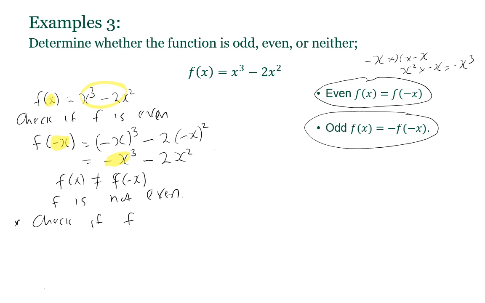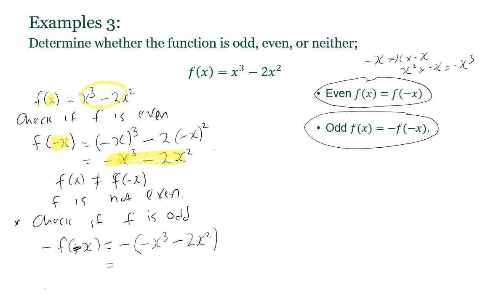So now we will check if f is odd. To check if the function is odd, we have to find if f of x is equal to minus f of minus x. So we want to find minus f of minus x. We already found f of minus x here. So we want to check minus f of minus x. So I'll put the minus here. Then f of minus x, I'll write it down, minus x cubed minus 2x squared.